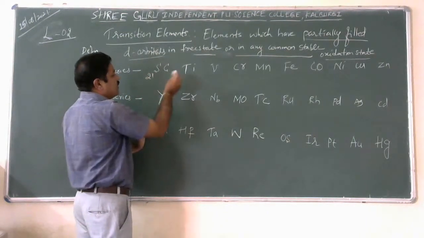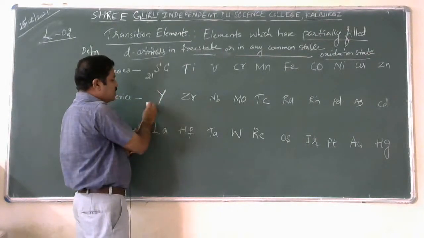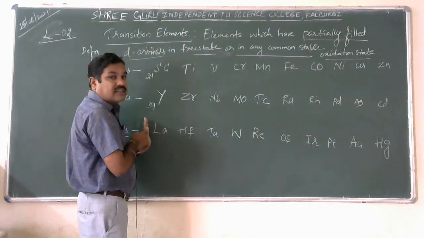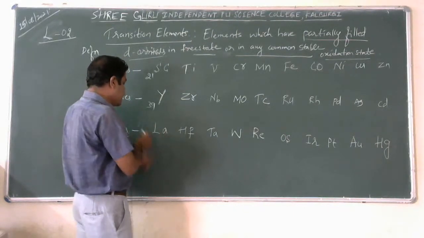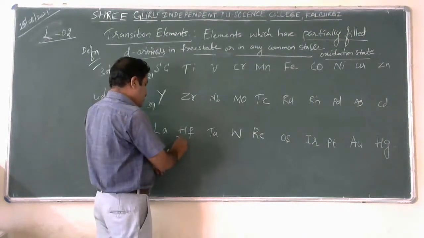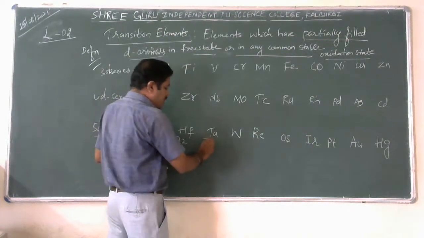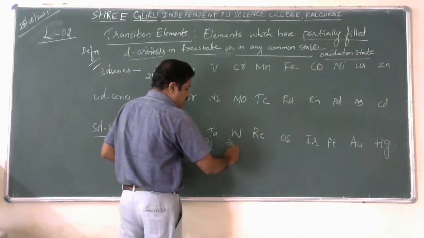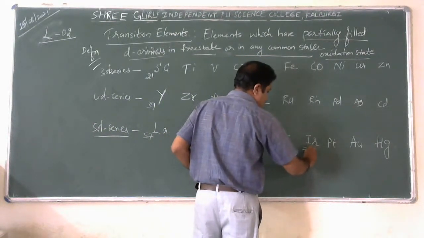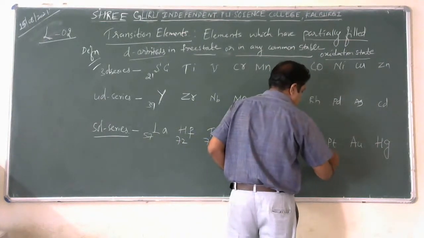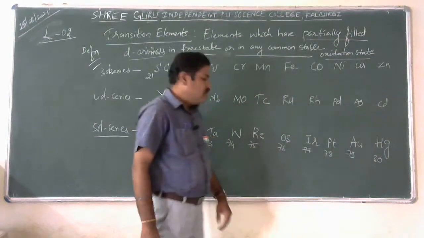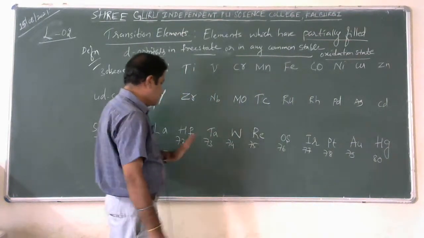Scandium 21. Okay, 21 plus 18, 39. According to yesterday I told you magic number, right? Then once again 18, 57. But there is a gap here. 72, 73, 74, 75, 76, 77, 78, 79, mercury 80. Like this last we can write like this because there is a gap here.